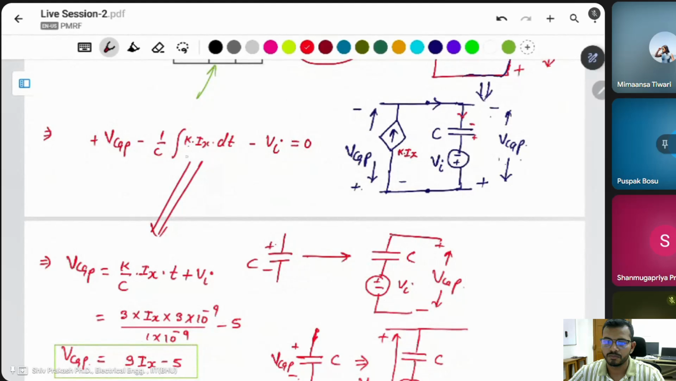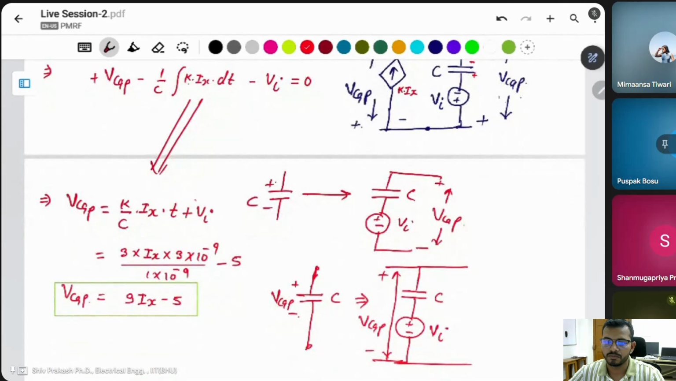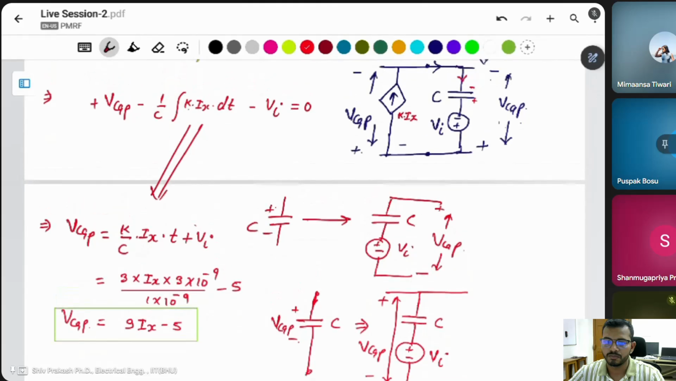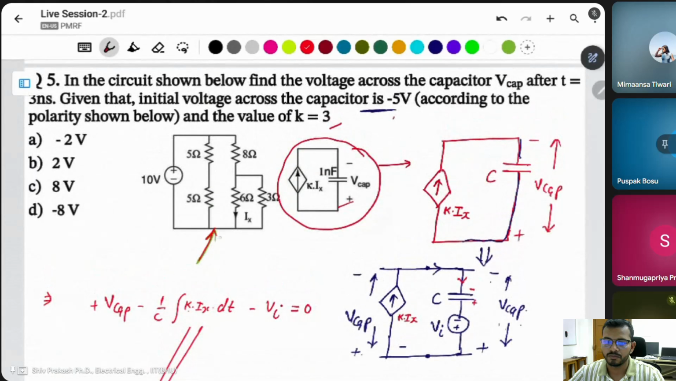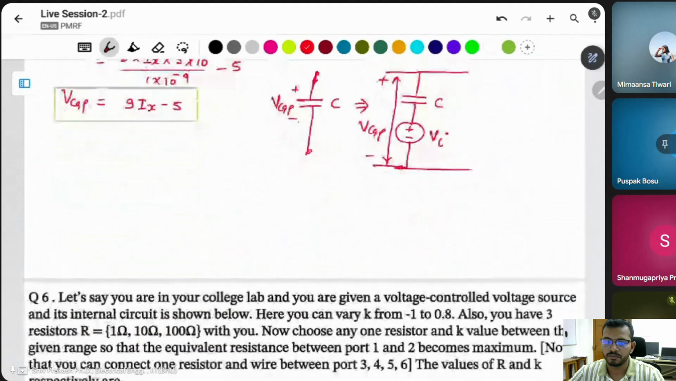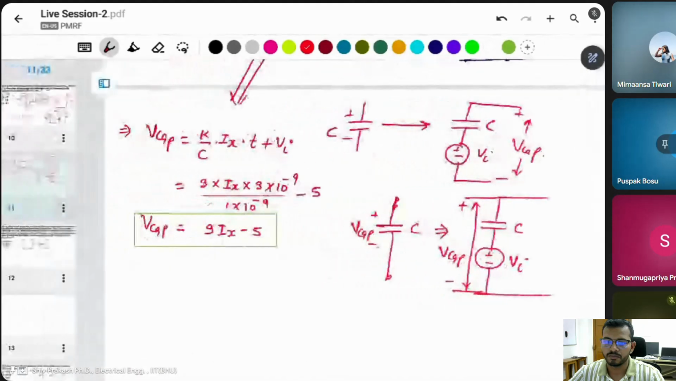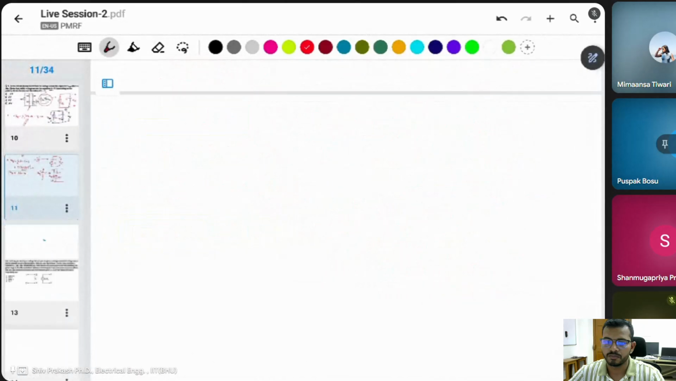If you integrate this, K is constant and Ix is also constant, so only 1 is there. The integration of 1 dt is t. Then K into Ix into t, over C, plus Vi. I put in all the values, leaving Ix because Ix is unknown. Now you have to find the Ix value from this circuit. Then what is the Ix? Let's try to find the value of Ix.